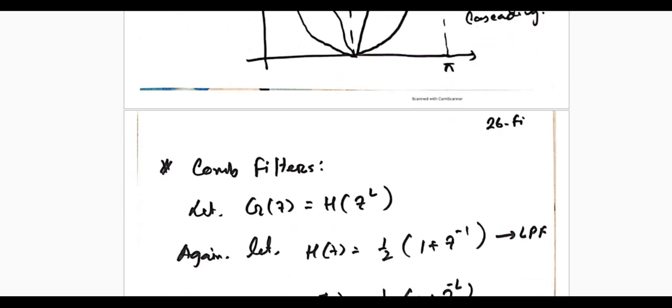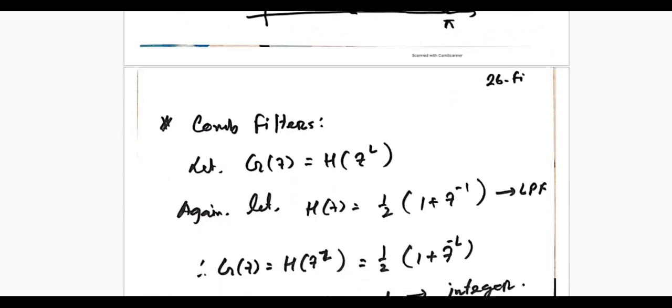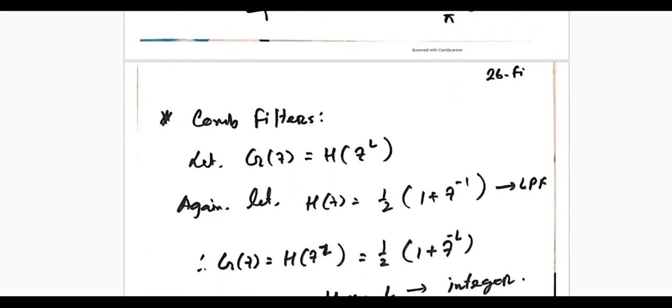Before going to this all pass filter, let me talk about the comb filter first, and then if we have time, we'll talk about the all pass filter. And before the all pass filter, we need to know why we need it. Okay, let's start with the comb filter. From the name of this filter, you can understand how it should look. It looks like a comb, and that's why it is known as the comb filter.